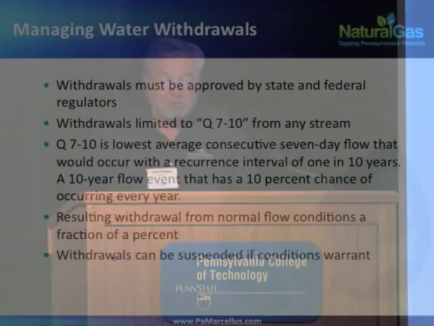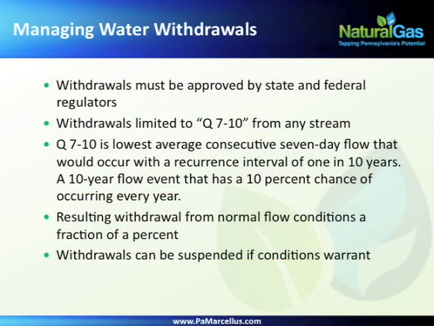Managing the water withdrawals, this goes back to the Q710 that we talked about earlier. The withdrawals must be approved by state and federal regulators, and they're limited to the Q710 from any stream. Q710 is the lowest average consecutive 7-day flow that would occur with a recurrence interval of 1 in 10 years. A 10-year flow event has a 10% chance of occurring every year.